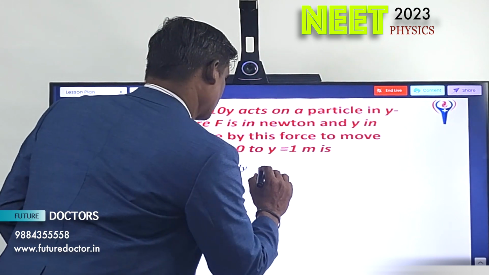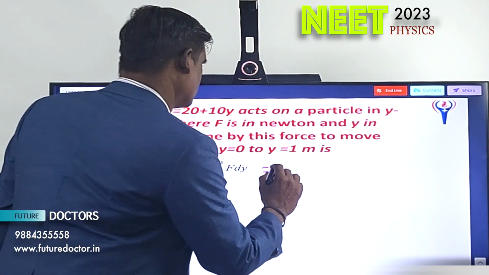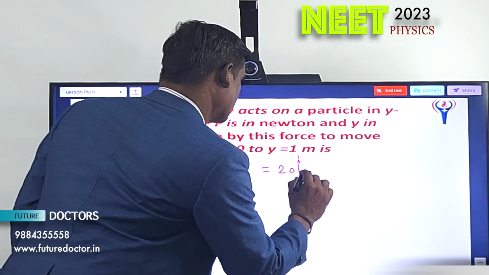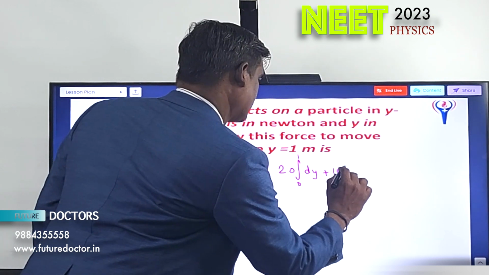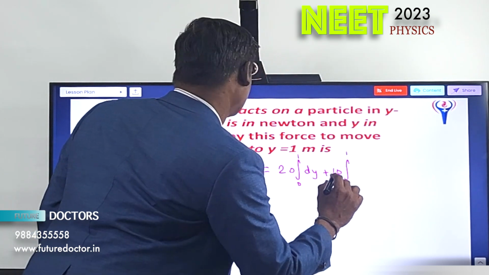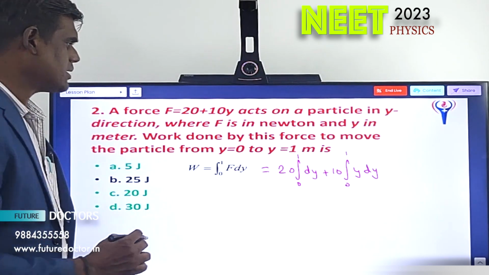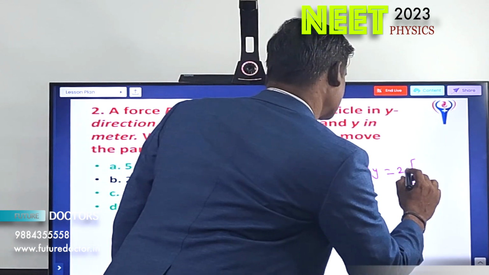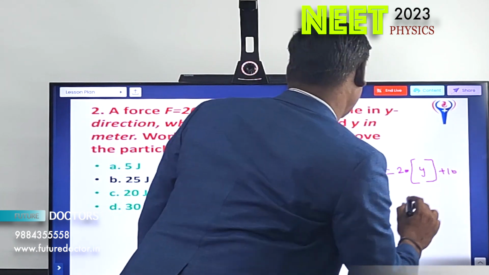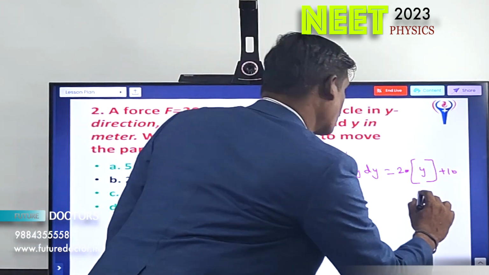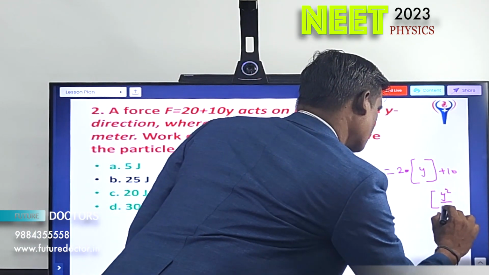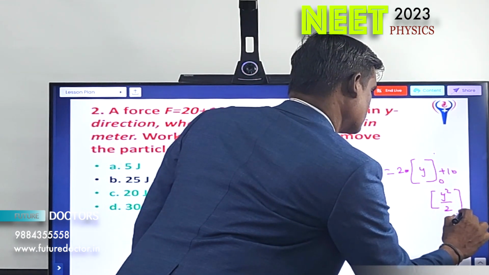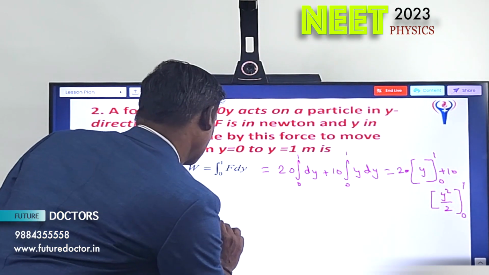Substitute this here. This is equal to 20 integral 0 to 1 dy plus 10 into integral 0 to 1 y into dy. Integral of dy is y, so 20 into y, plus 10 into, integral of y is y square by 2. Substitute the upper limit and lower limit, 0 to 1. Then simplify this.